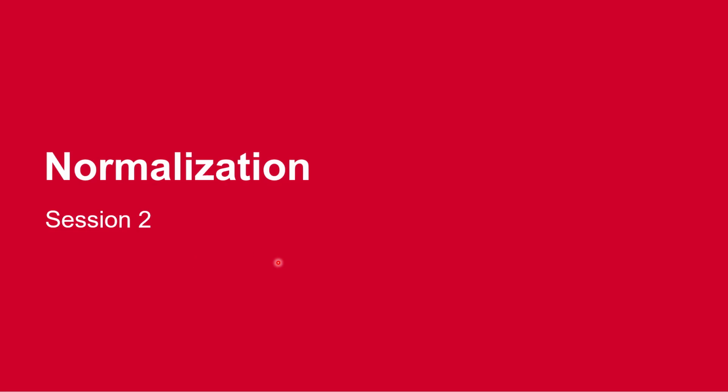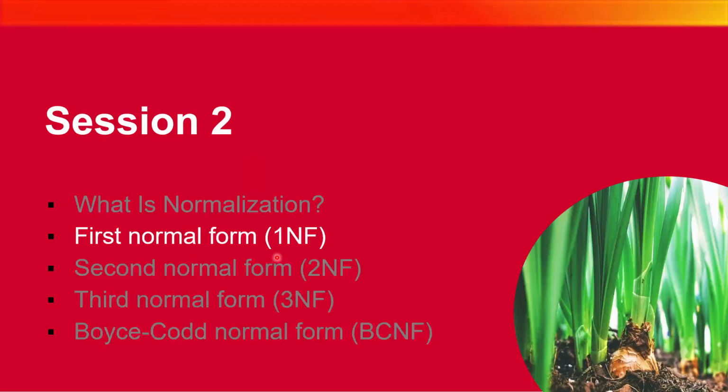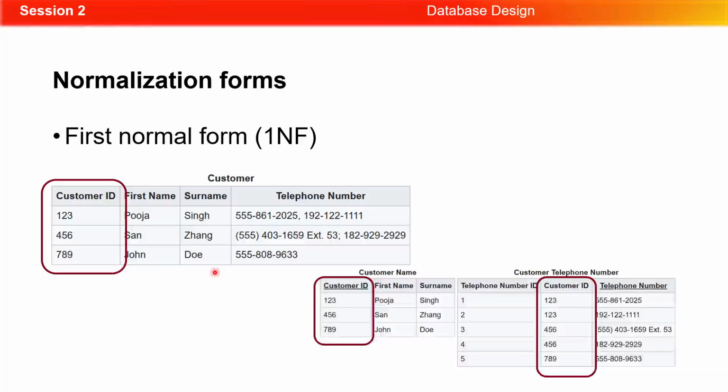In this video, we are going to discuss normalization, but a specific type of normalization called first normal form. With first normal form, a table should be such that there is exactly a single value in each cell of the table, and each record needs to be unique.